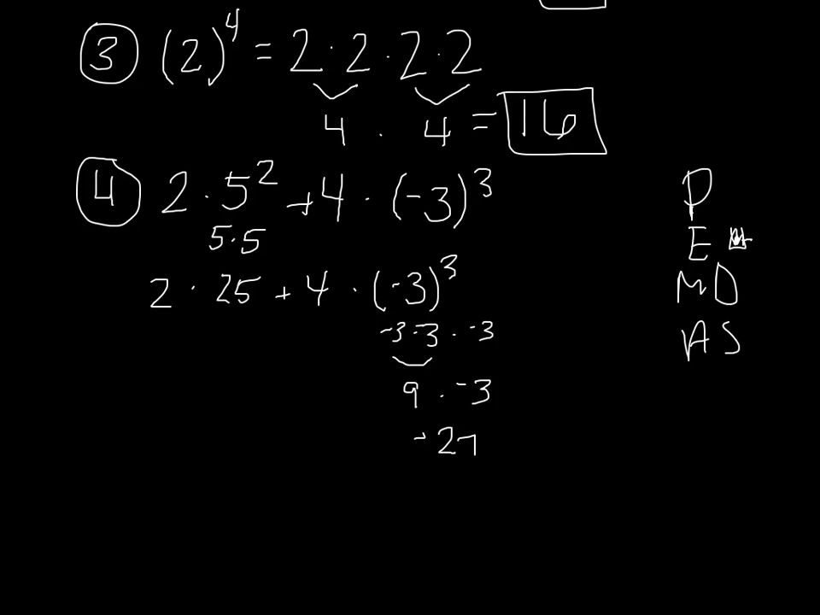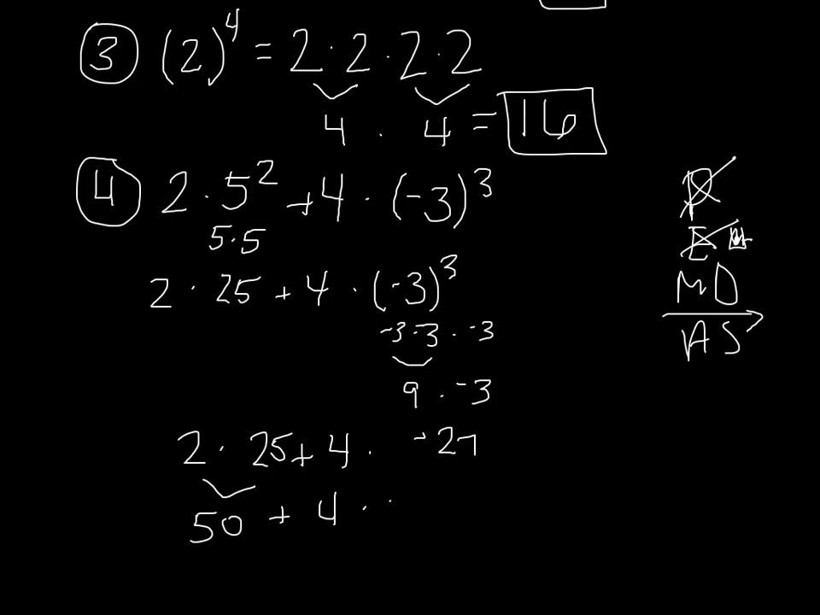Now I'm going to bring everything down. Times 4 plus 25 times 2. Okay, so I've got parentheses done. I got exponents done. So now I need to do multiplication from left to right. Okay, so 2 times 25 is 50.